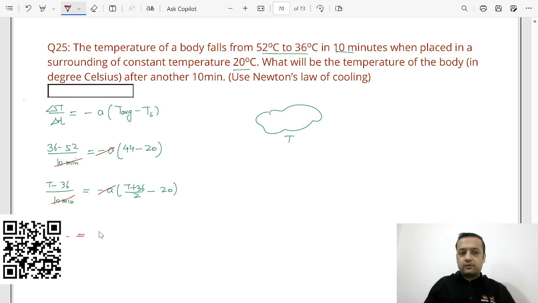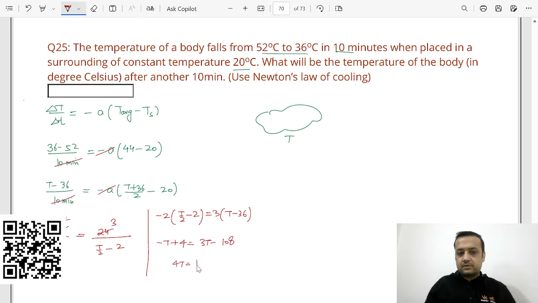That will be 44 minus 20, which is 24, divided by T by 2 plus 36 by 2, which is 18, minus 20. That means minus 2. Before cross multiplying, you can write this as 2 and 3. Now if you cross multiply, that will be minus 2 into T by 2 minus 2, which is 3 into T minus 36. So that means this becomes minus T plus 4 is equal to 3T minus 108. So 4T will be equal to 112. That means T will be equal to 28. So 28 will be the answer to this question.